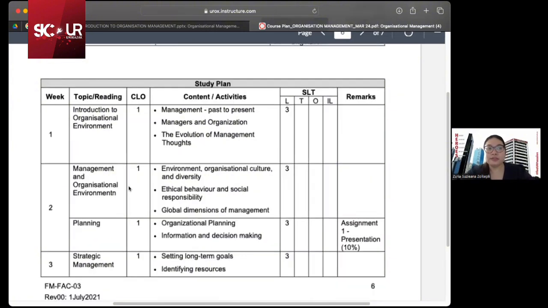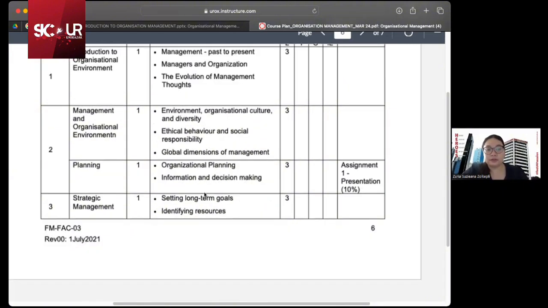So for this week, today, we are going to learn only topic 1, introduction to organizational environment. So these are the contents. And then maybe we do a little bit of discussion, right? And next week we are going to continue with the rest of the topics.